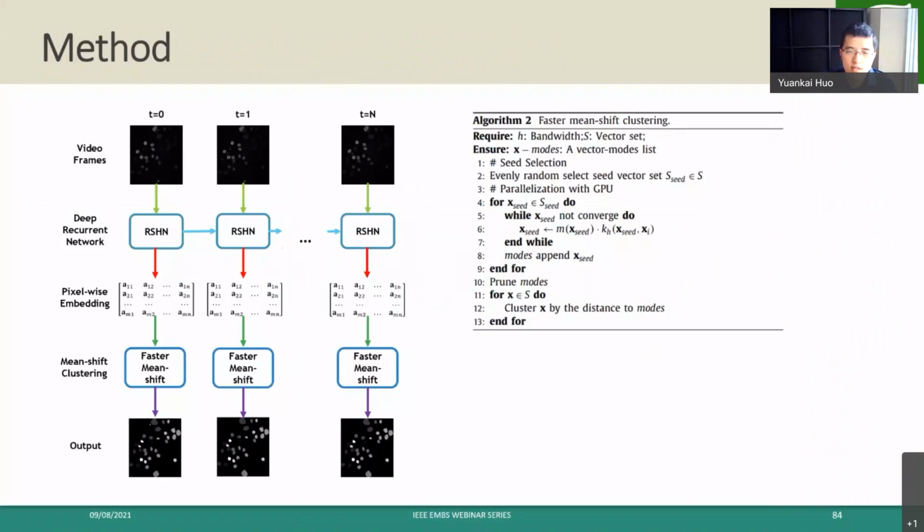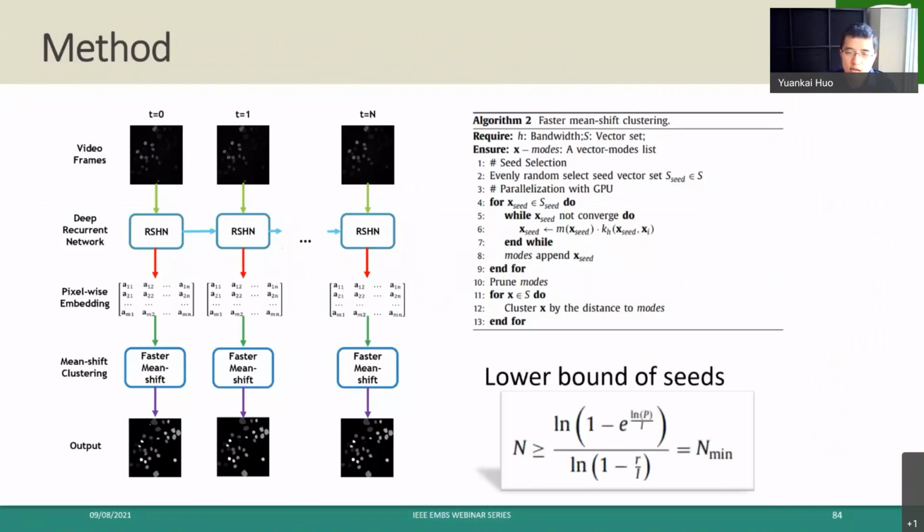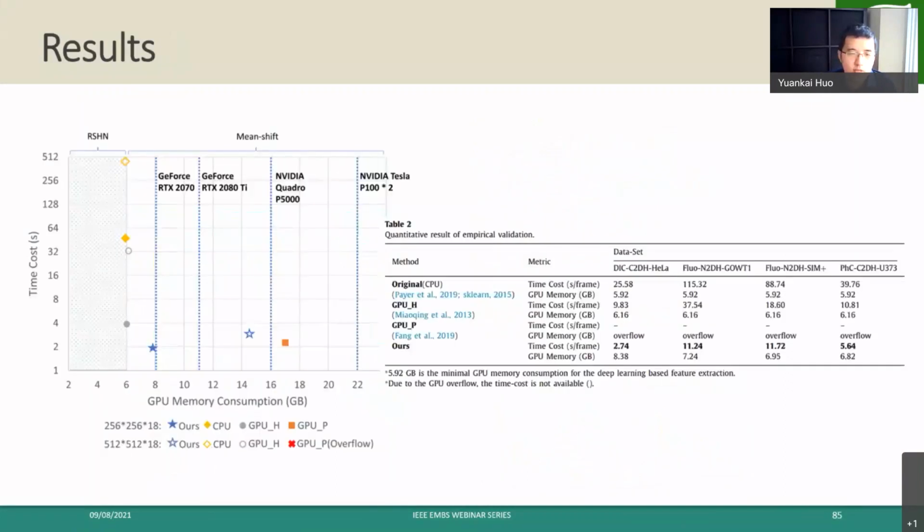So here is the detailed technology. The basic idea, from the same hypothesis that biological or microscopy images have targets in a repetitive way, is that we can compute the lower bound of the seeds that we need, which dramatically reduces the time of the clustering process. And here are some results showing that our method achieves fast clustering with minimal GPU memory consumption.